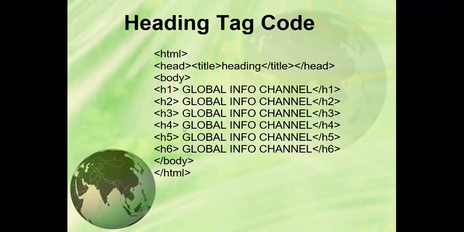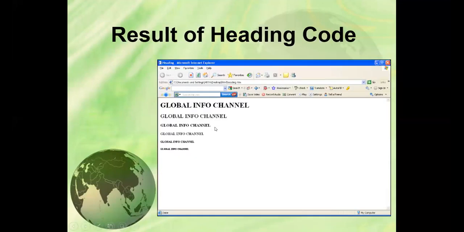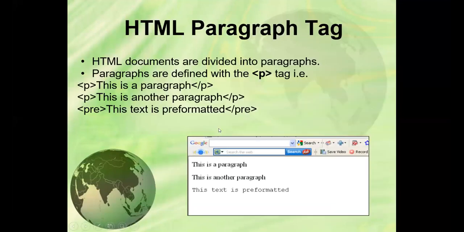Okay, these are six headings. Here is done. Now you are using the HTML paragraph tag. First I give any heading, then I can use a paragraph. Now you are seeing how to use a paragraph in a website. Like this is a paragraph tag.